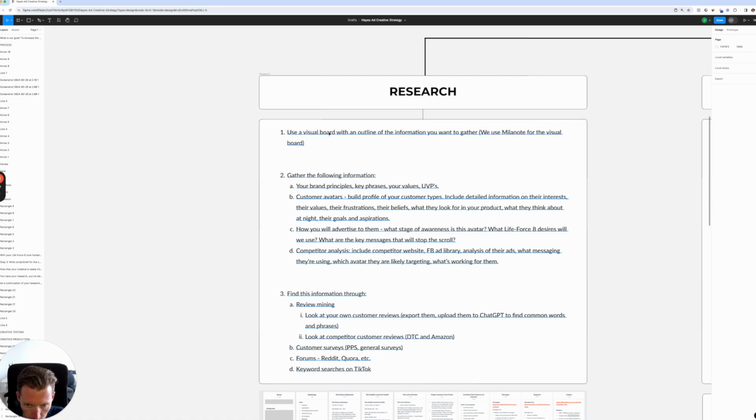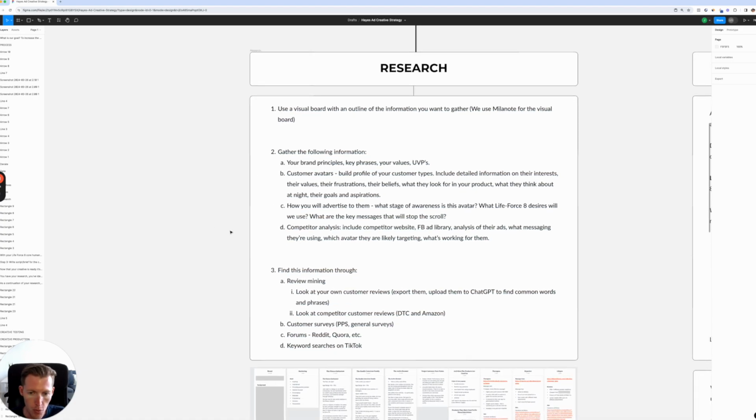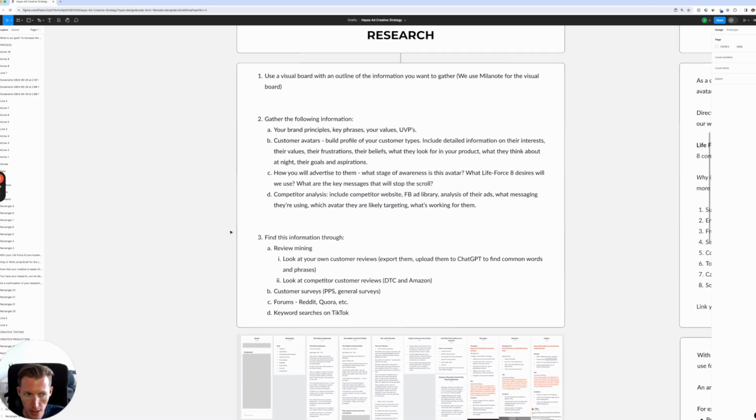So the first thing is you want to visualize all of this research, because if you have it in a Google Doc or just any sort of document, it's going to get very messy. What you want is a visual board so that you can come back later and look at it and it's very clear and well organized. So we use Milanote, and I'll show you an example of this in just a moment.